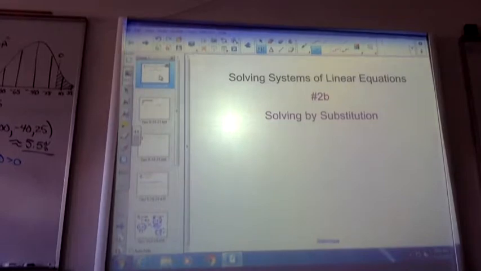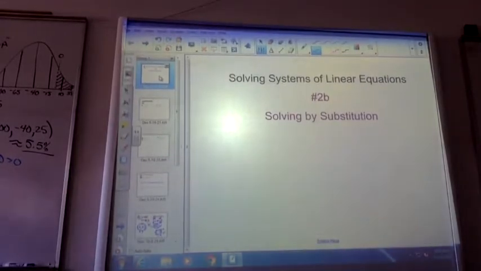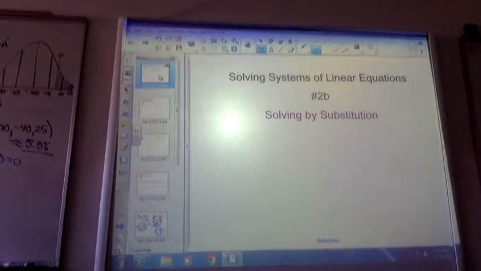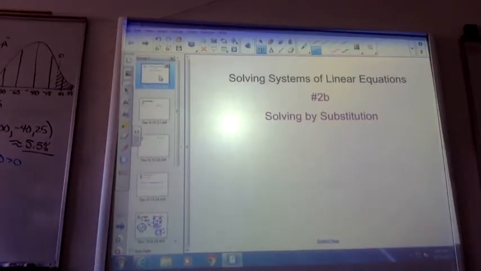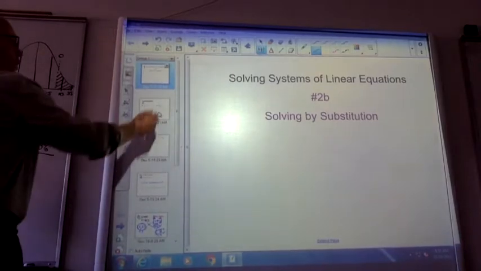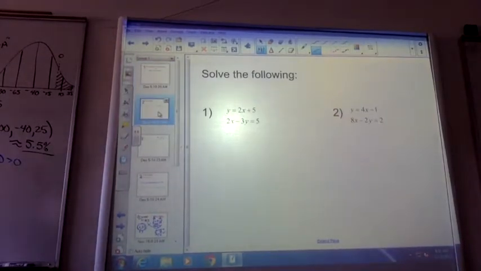So we have to take a look at the events that might take place if we have parallel lines or the same exact line, because something different is going to happen with our equation. So let's move forward. All right, so solve the following.